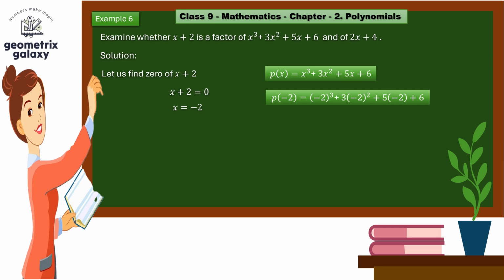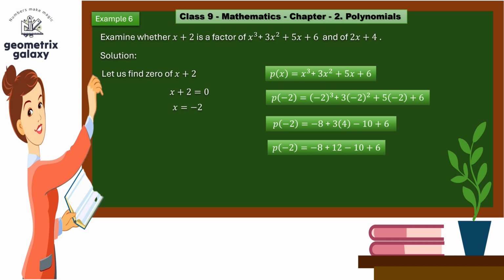So p of minus 2 is equal to minus 2 cube plus 3 into minus 2 square plus 5 into minus 2 plus 6. Therefore, minus 2 cube will become minus 8, plus 3 into minus 2 square will become 4, then plus 5 into minus 2 will give minus 10, plus 6. By further simplifying, we will get minus 8 plus 12 minus 10 plus 6.